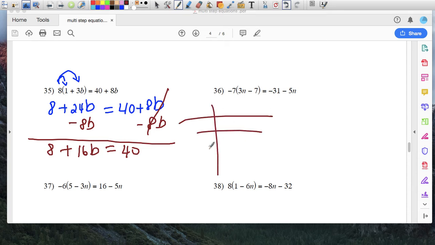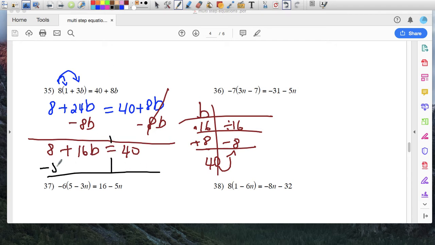Little story, if you like. b is my variable. I'm multiplying by 16, and then I'm adding 8. That's going to give me 40. Going backwards, I'm going to subtract 8 and then divide by 16. So minus 8 here, therefore minus 8 on this side. These two go out. 16b comes down. 40 minus 8 is simply 32. Check. Divide both sides by 16.